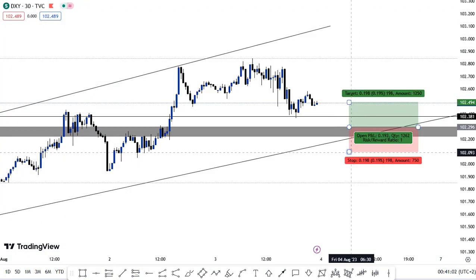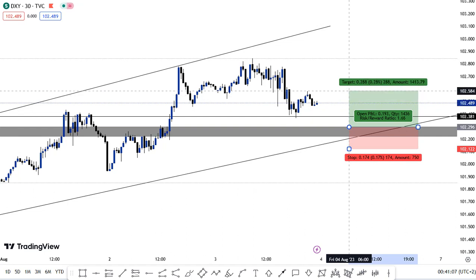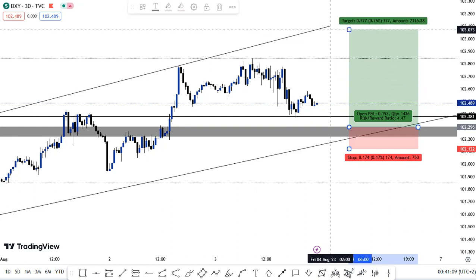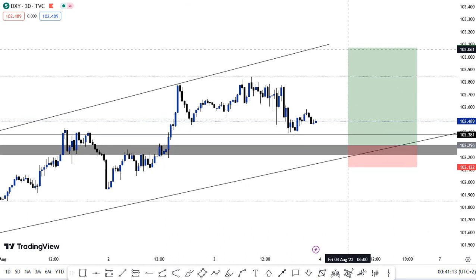This is DXY, and put our SL here. But I don't trade events with SL, bro. If I die, I die. That's what I do. So we're going to be having a proper buy, bro.